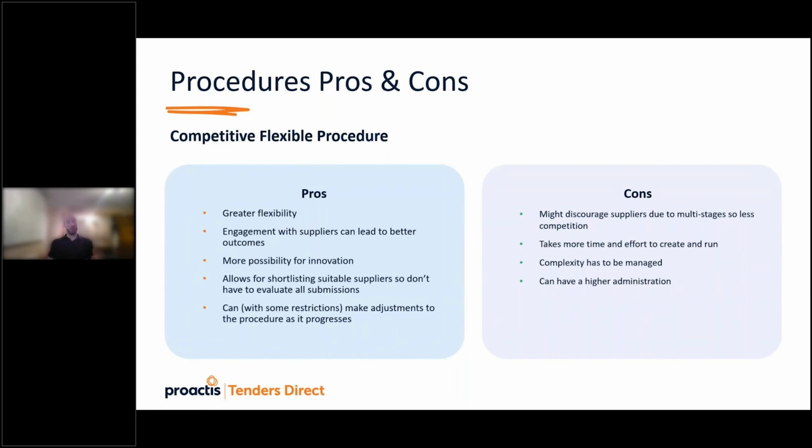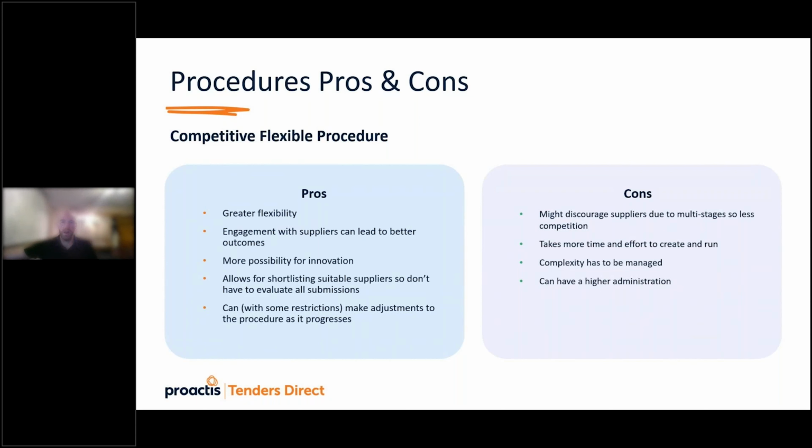From an administrative point of view, you are allowed to shortlist suitable suppliers. So I said in the open one, you're doing that supplier stage and the tender stage, submitting those simultaneously. In a competitive flexible procedure, you would have the option to do a shortlisting exercise, effectively a selection stage, and then only carry forward ones that meet a criteria.